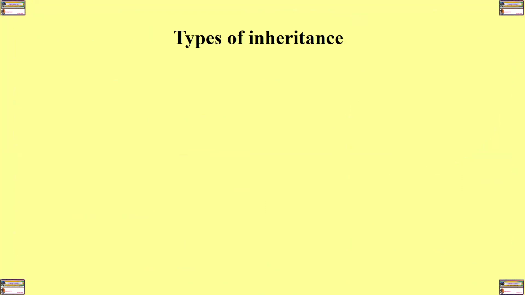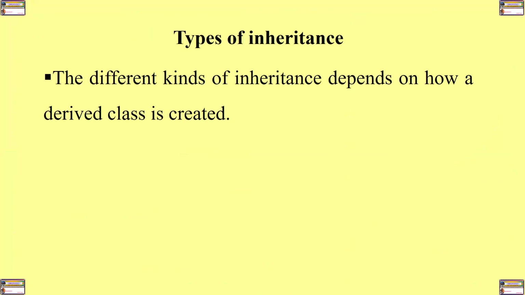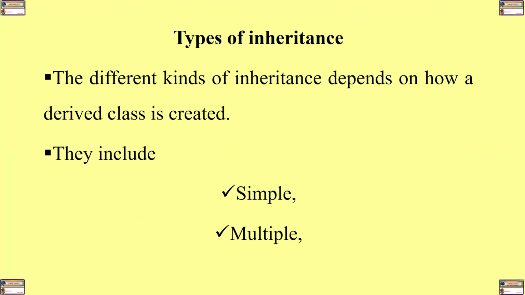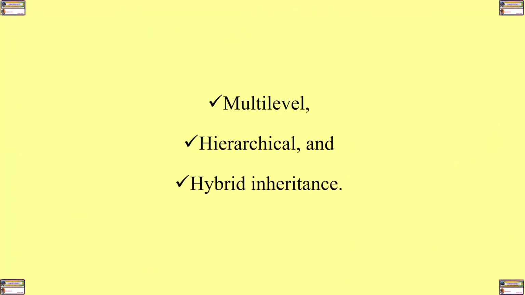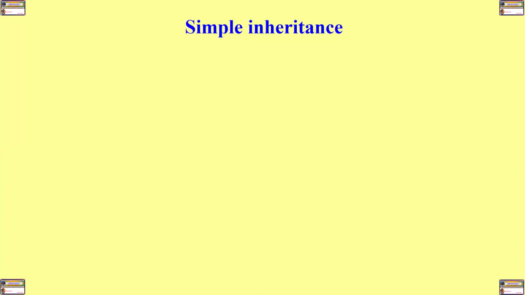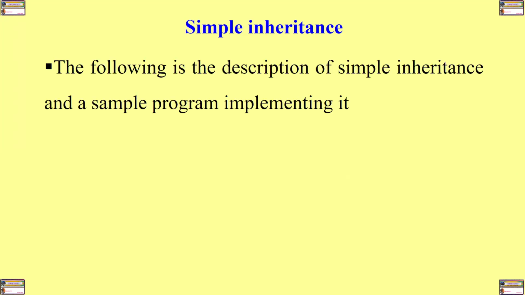What are the types of inheritance? The different kinds of inheritance depend on how a derived class is created. They include simple, multiple, multi-level, hierarchical, and hybrid inheritance. Let's commence by looking at simple inheritance, and we are going to look at the other types of inheritance in subsequent tutorials.